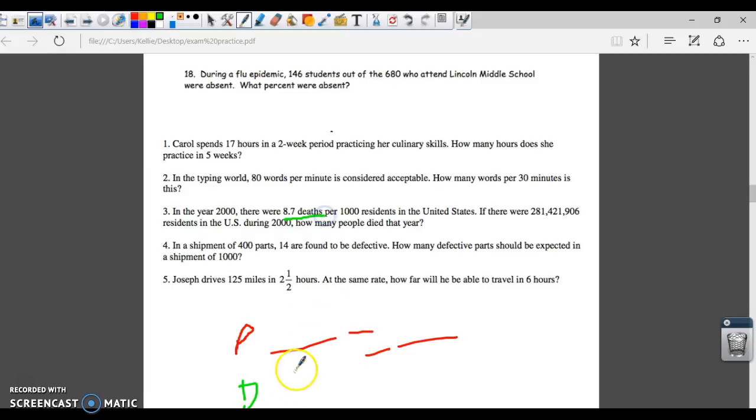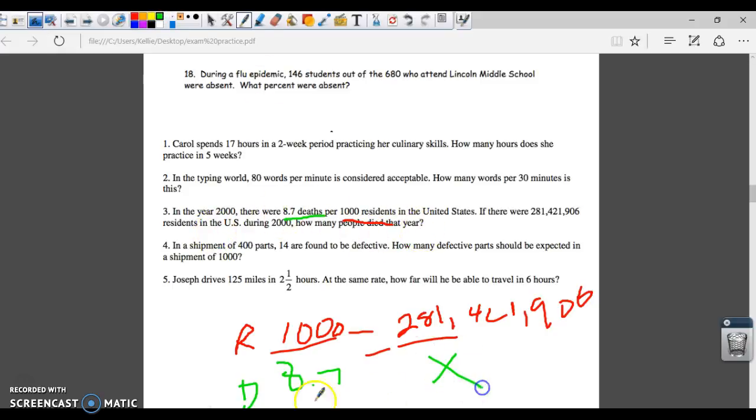8.7 deaths. Oh, that's 8.7 deaths per 1,000 residents or people. You can make that R for residents if that makes it easier. If there were 281,421,906 residents, so that number goes up here with the residents or people. How many people died that year? So we're looking for the deaths. Again, we're going to cross multiply and divide with these large numbers. Same process.